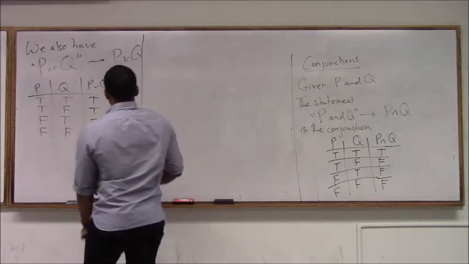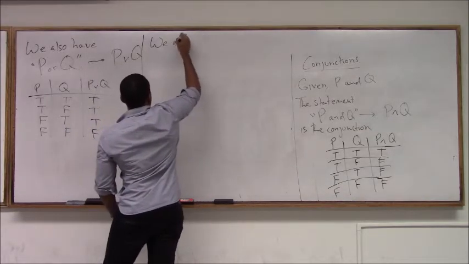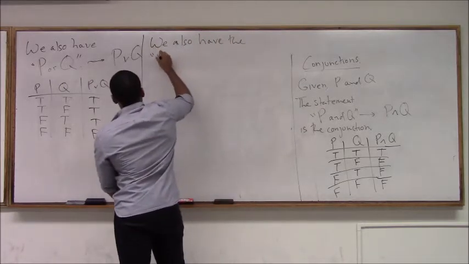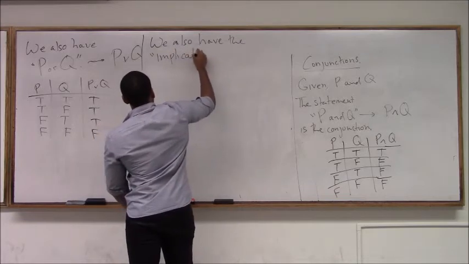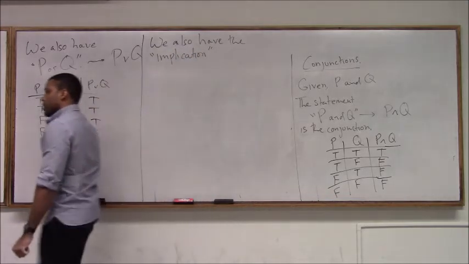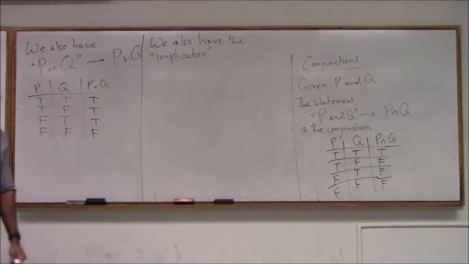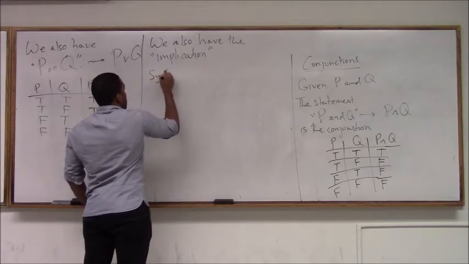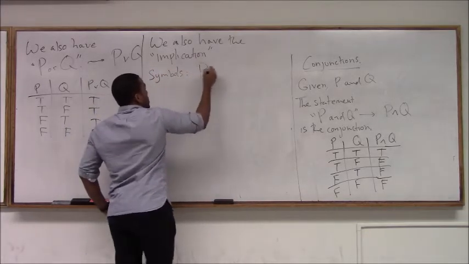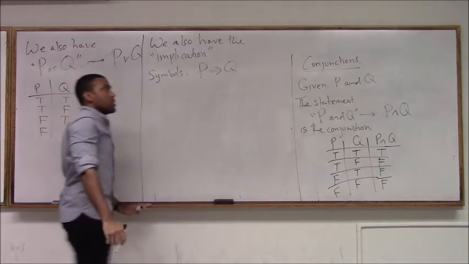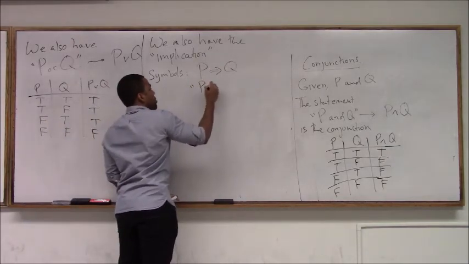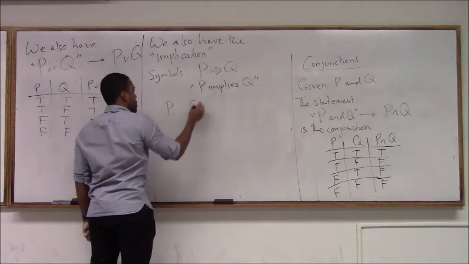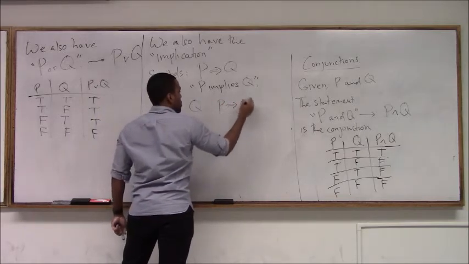Another very important statement is the so-called implication. It's a very important kind of mathematical statement because a lot of things in math depend on the assumptions you're making. In symbols, this is P implies Q. Here's its truth table: P, Q, P implies Q.